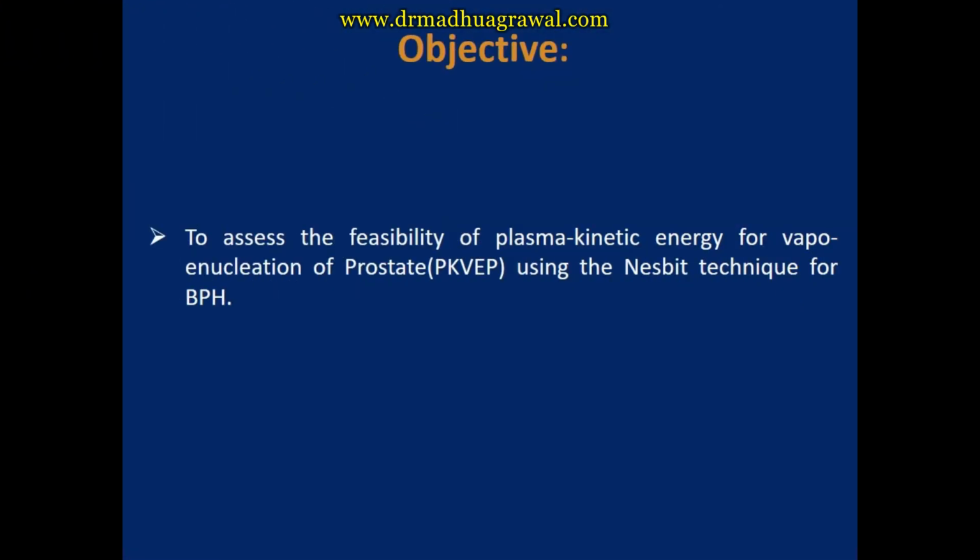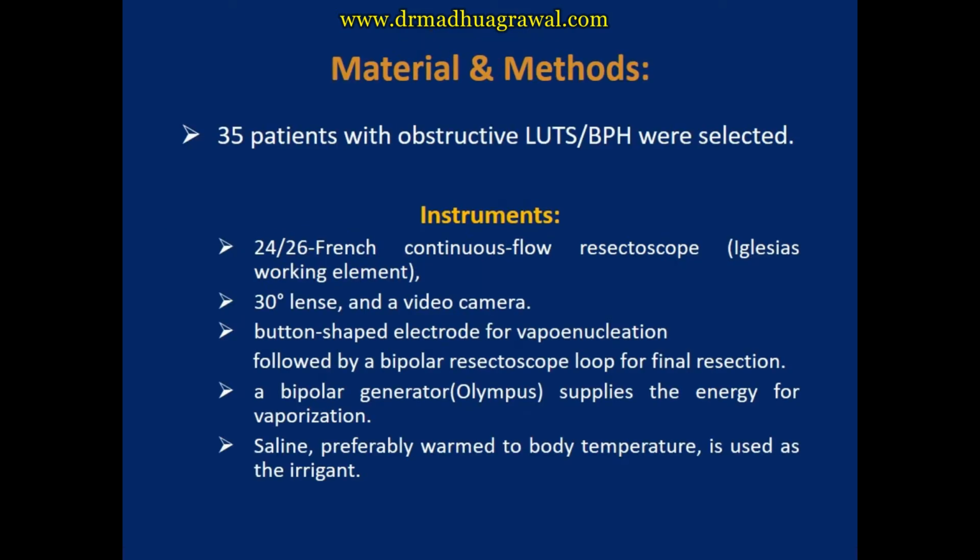We did a study to assess the feasibility of plasma-kinetic energy for vapo-enucleation of prostate using the Nesbitt technique for BPH. In total, 35 patients with obstructive LUTS and BPH were selected. We used a 26 French continuous flow Iglesias resectoscope with a 30 degrees lens and a video camera. A button-shaped electrode was used for vapo-enucleation, followed by a bipolar resectoscope loop for final resection.